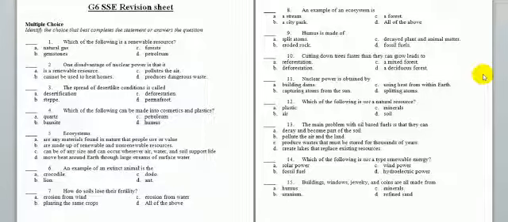Let's see the choices, guys. Number A, any materials found in nature that people use or value, are made up of renewable and non-renewable resources, can be of any size, and can occur wherever air, water, and soil support life, move heat around Earth through large streams of surface water. So what do you think, guys? Yes, exactly, it is number C. It can be of any size and it can occur wherever air, water, and soil are, because they are the main three things that all living things depend on for survival.